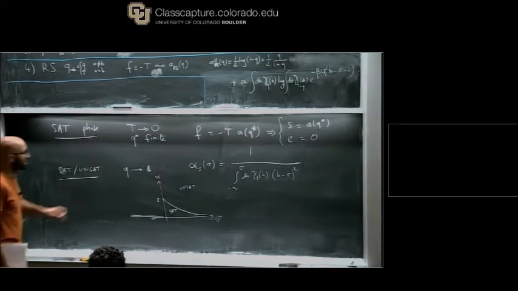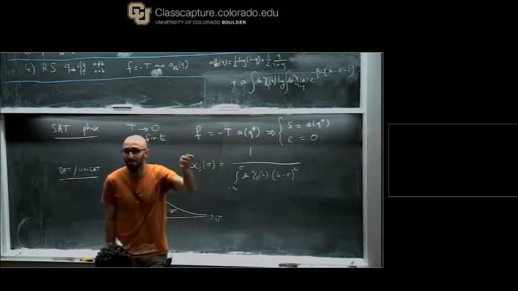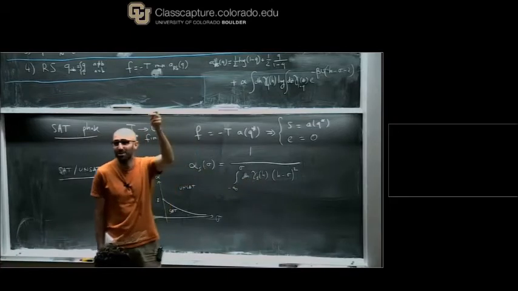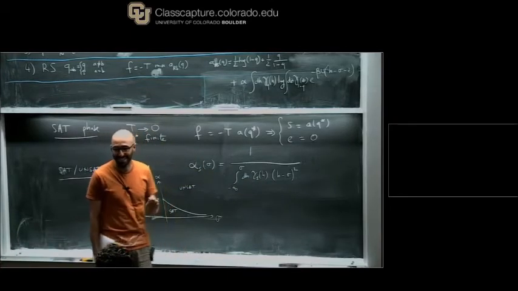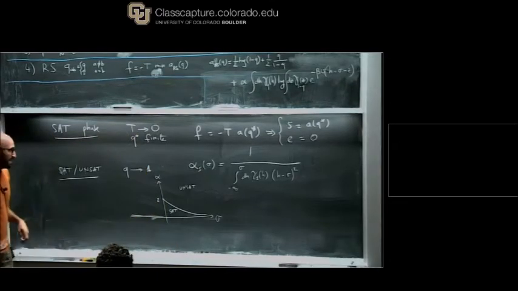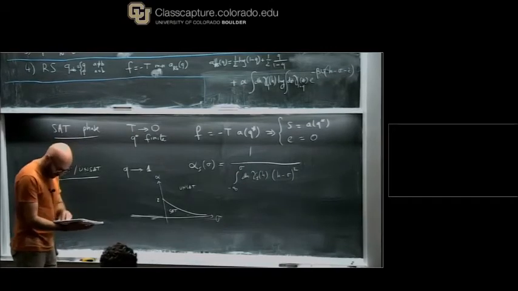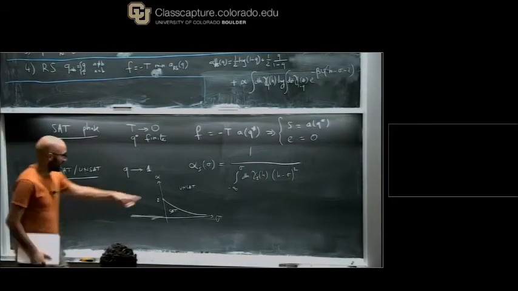So gamma q of h is just a Gaussian with 0 mean and variance q. So gamma 1 is just e to the minus h square over 2 divided by square root of 2 pi. Okay, so this is where we stopped yesterday. Now, what I want to discuss now is the unsat phase.